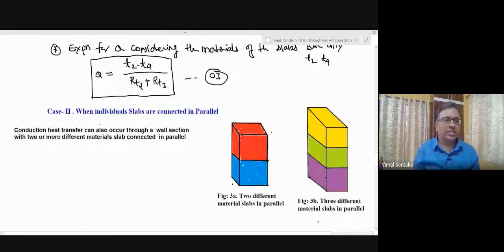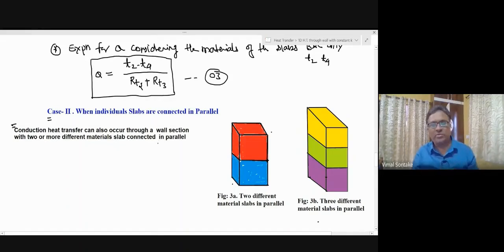Now let us discuss case number 2, when individual slabs are connected in parallel. So the same analysis we can do for a composite wall when the slabs are connected in parallel. Now what is the meaning of parallel? Conduction heat transfer can also occur through a wall section with two or different material slabs connected in parallel.